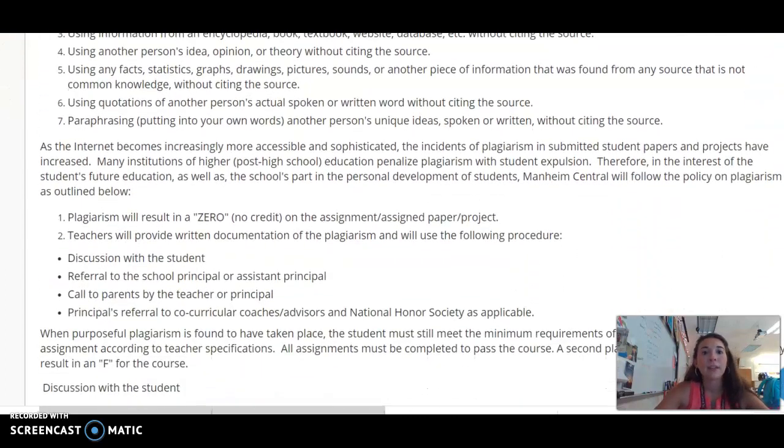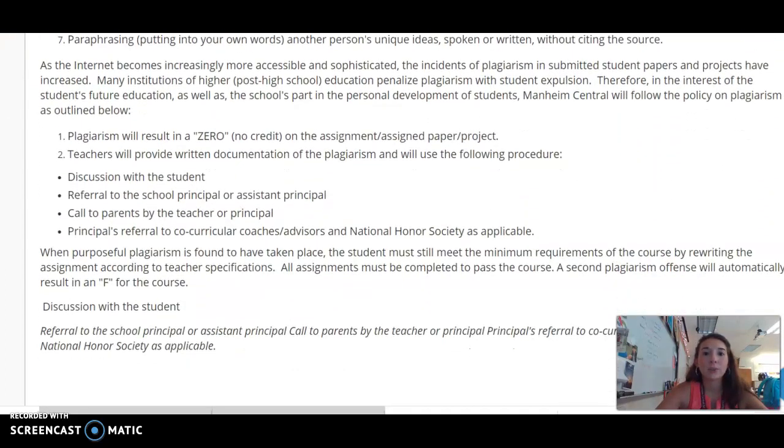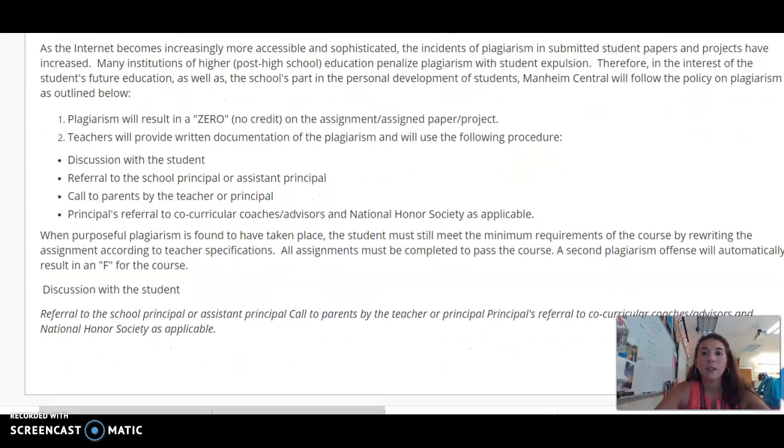As the internet becomes increasingly more accessible and sophisticated, the incidence of plagiarism in submitted student papers and projects has increased. Many institutions of higher, post-high school education penalize plagiarism with student expulsion. Therefore, in the interest of the student's future education as well as the school's part in the personal development of students, Mannheim Central will follow the policy on plagiarism as outlined below.